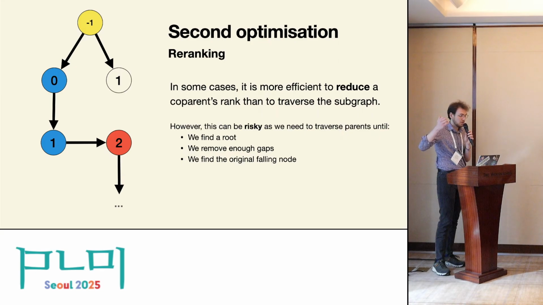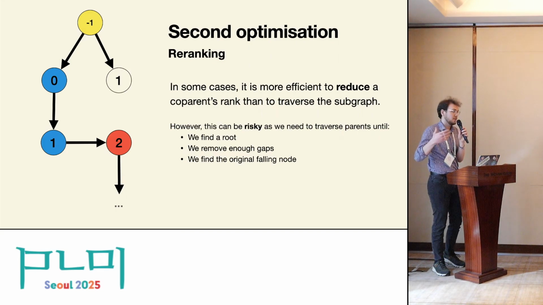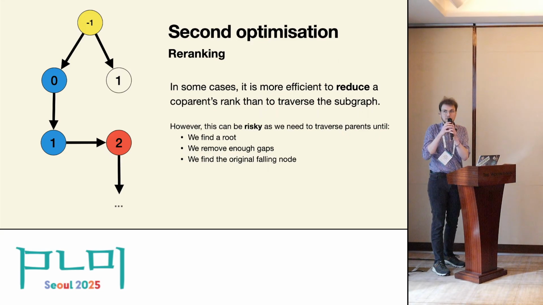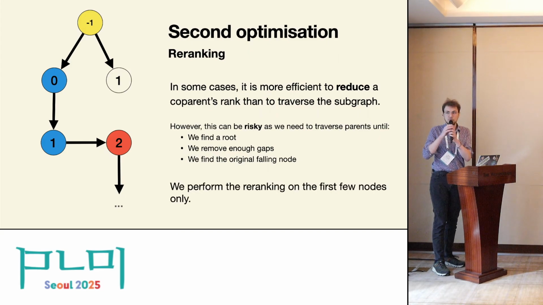However, this optimization is a little bit risky because we need to traverse parents going up. And we can only stop if we find a root or we remove enough gaps between the edges to actually increase the co-parent enough. Another scenario that can happen is when we go up, we can actually traverse back to a falling node, and if this happens, we know that we cannot use this co-parent as a valid adopter. And because of this kind of risky move, we only perform re-ranking on the first few nodes each time we do a drop.